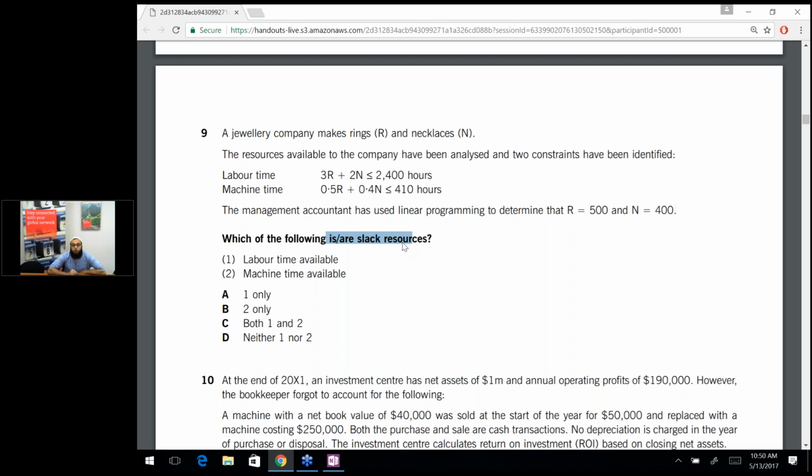What is slack? Underutilization. The amount by which a resource is not completely utilized. Now, my friends, what do we need to do? We need to find where slack exists. Does slack exist in labor time? Does slack exist in machine time? Remember, whichever resource is not fully utilized is the one where there is slack. Okay, so let's check it.